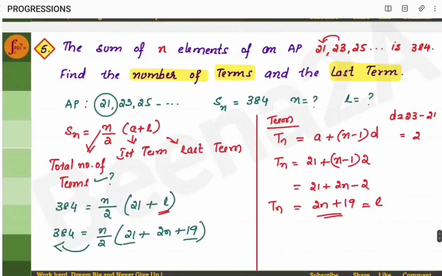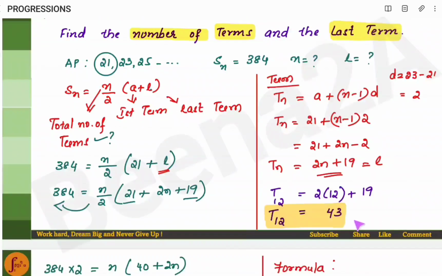We also have to find the last term. Now what we'll do is substitute n. N we got as 12. So 2 into 12 in this term formula plus 19. This is Tn. N is 12, which is the last term. So this is going to be 24 plus 19, which is 43. So last term is 43.